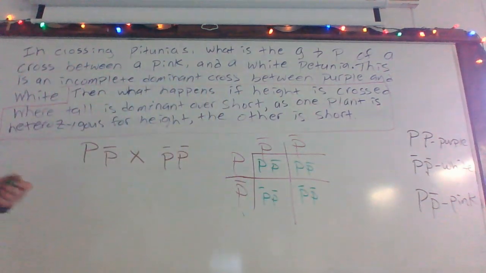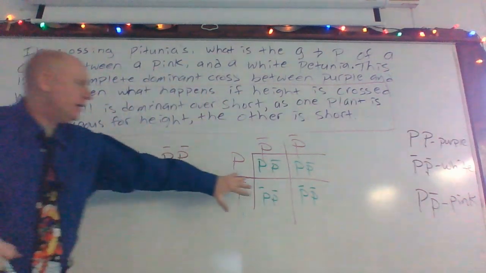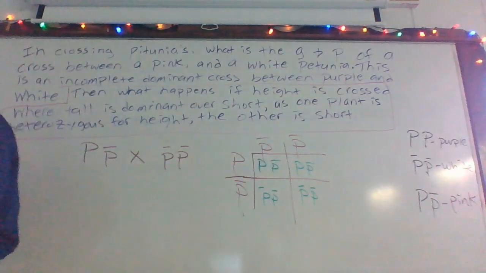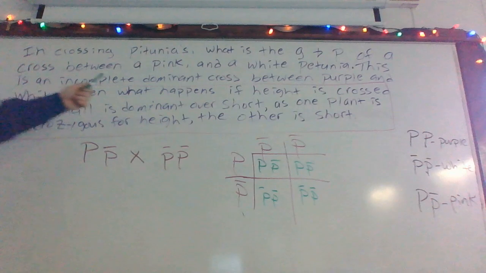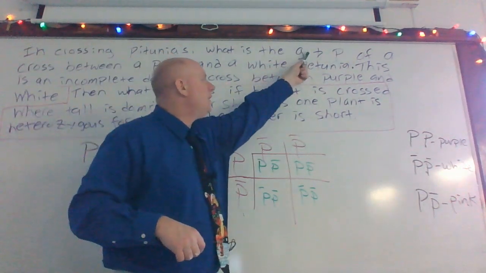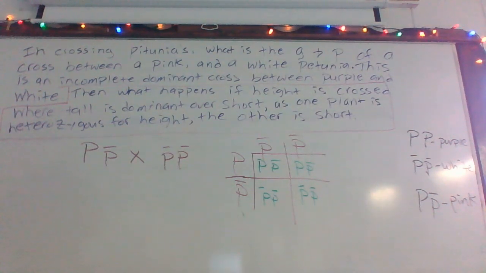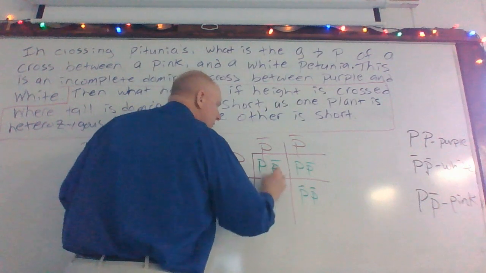Okay, now looking at this, what are we referring to when we say genotype? That's what this G is for. We're talking about the genotype. It's the what? It's the genetic makeup. That's what you see inside these boxes.